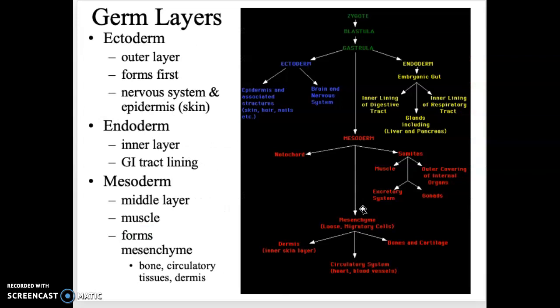Here we have a little picture looking at how we develop. So we first start as a zygote, then to blastula, then to gastrula, which separates into these 3 layers. And this shows you exactly what each layer is turning into.